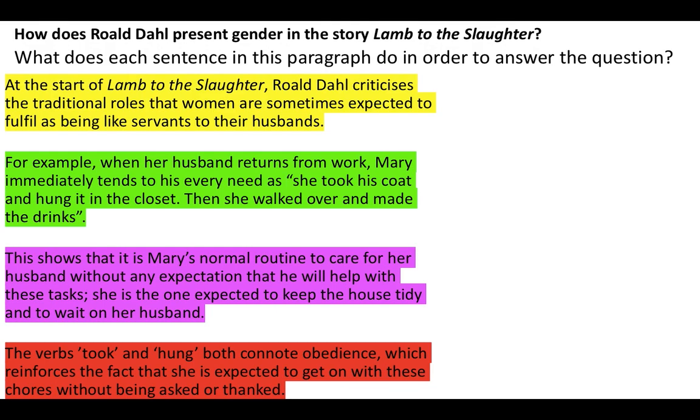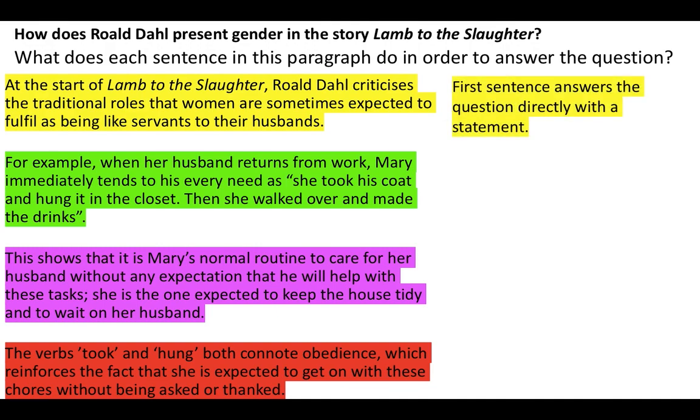Mr. Palmer did this in the video last week as well. So just a quick reminder of what each sentence does. So the first sentence is answering the question directly with a statement. We are giving the basis of our argument. What is Roald Dahl actually saying about gender, and in this case about women and men and marriage and what that's like? So I've said in my waggle, he's criticising the traditional roles that women are expected to fulfil. So he doesn't like the fact that Mary has to wait on her husband.